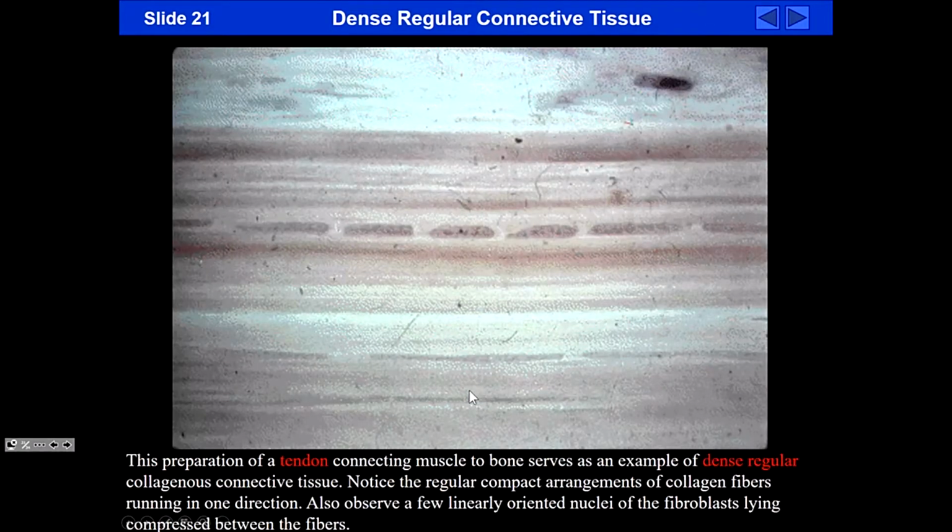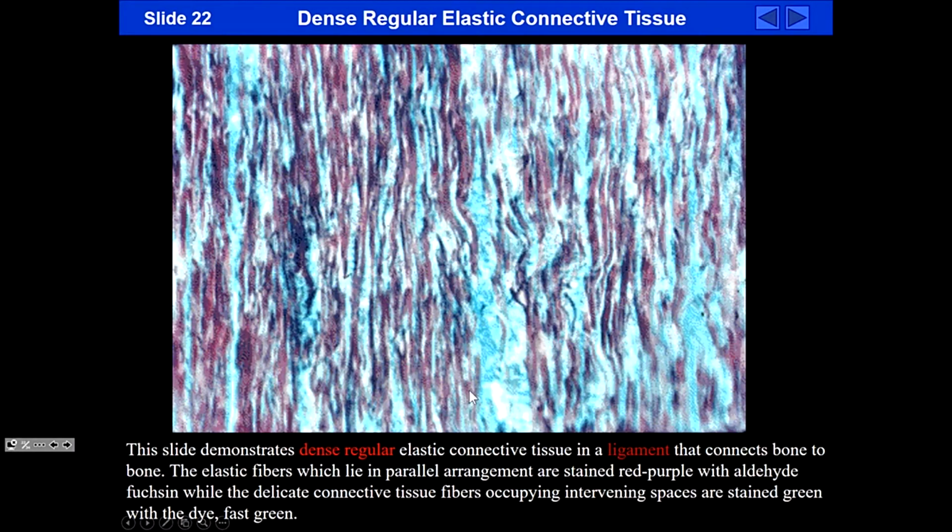Okay, dense regular. It's dense because it's packed together very tightly, and obviously the orientation is uniform. They're all running in one plane, so it's a regular orientation. Dense regular connective tissue of the tendon, or we can see similar dense regular orientation and packing in this ligament. So two examples of dense regular connective tissue, very distinct from the dense irregular connective tissue in the previous slide, two or three slides ago.